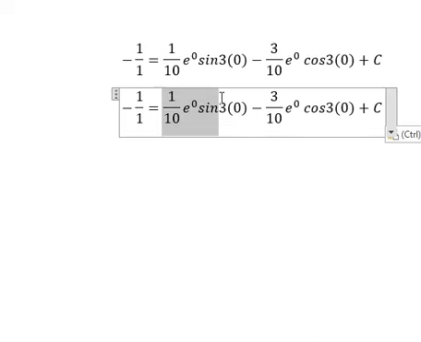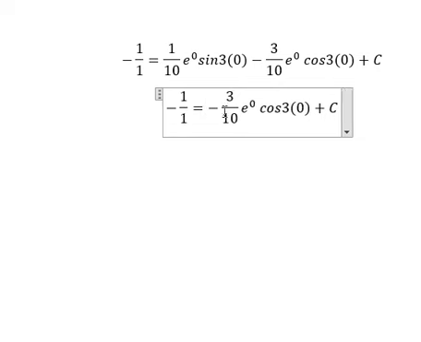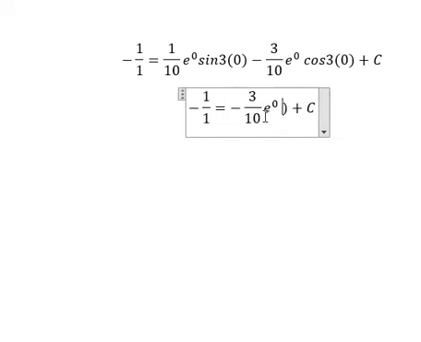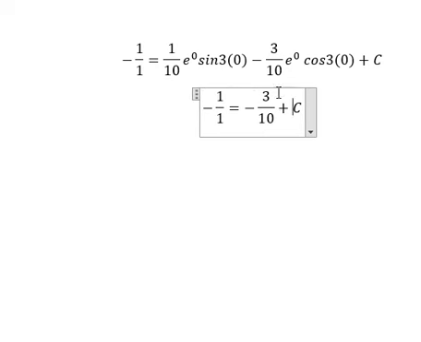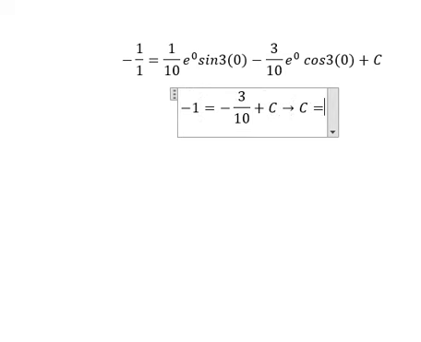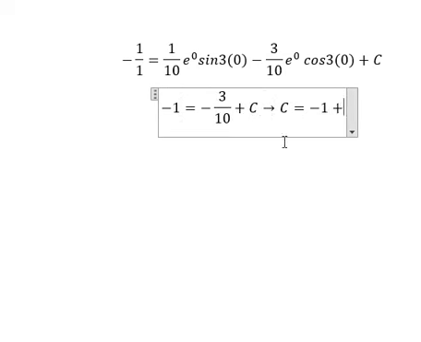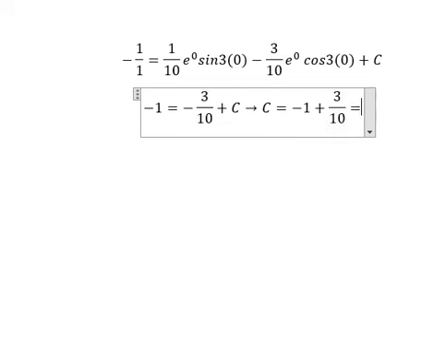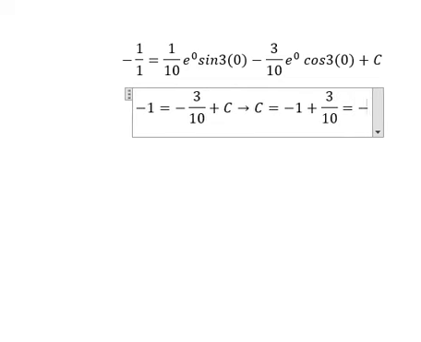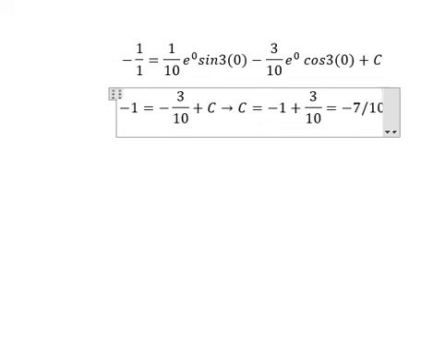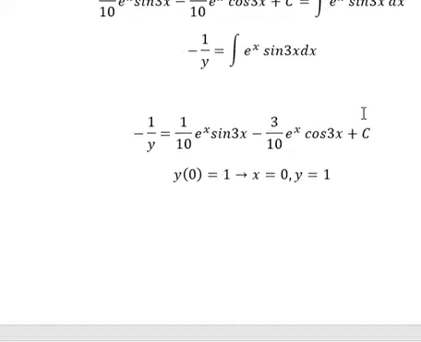So this one we get 0. This one is 1. So we have negative 3 over 10 in here. This one is 1. So c equals negative 1 plus 3 over 10. And this one we have negative 7 over 10. So I will put this one in here.